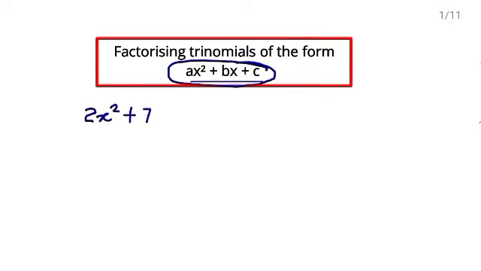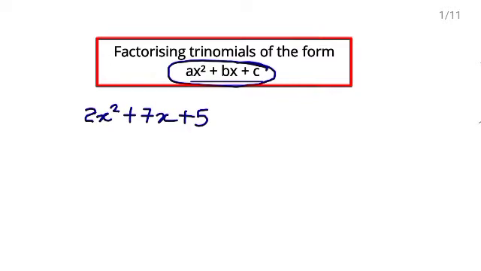plus 7x plus 5. Students, in the previous video what were you doing? You were finding the factors of this, but in those polynomials this numerical term was not given. That was in the form of x square plus bx plus c, but now this is in the form of ax square plus bx plus c, right?